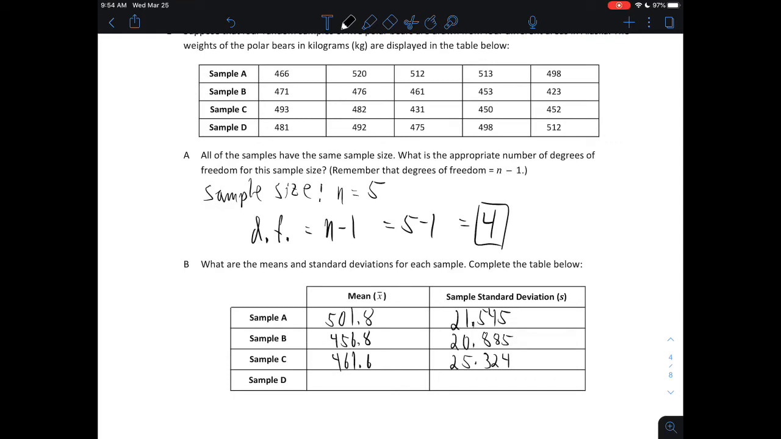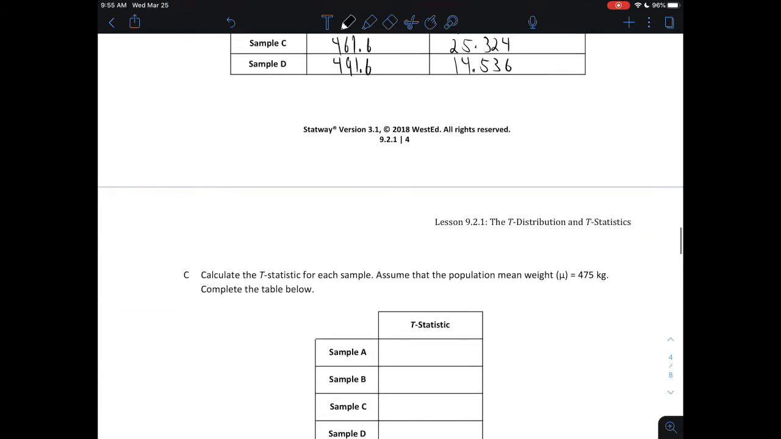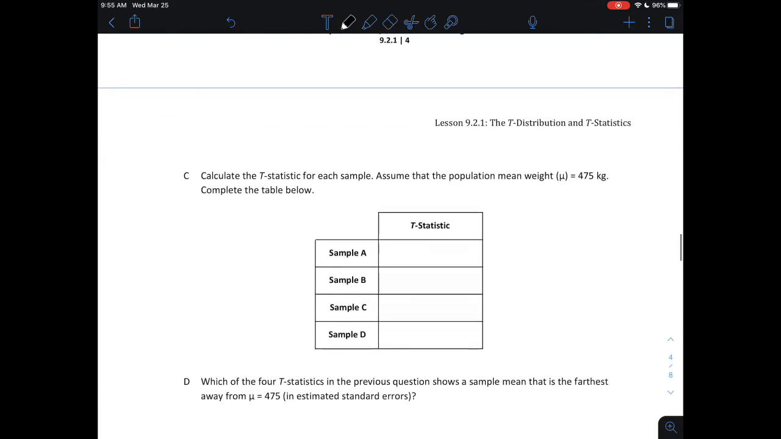And then sample D, the mean you should get is 491.6, and the sample standard deviation you should get is 14.536. So now that we have this sample data, we'll move on to part C. Calculate the t-statistic for each sample. Assume that the population mean weight, mu, is equal to 475 kilograms. Complete the table below.